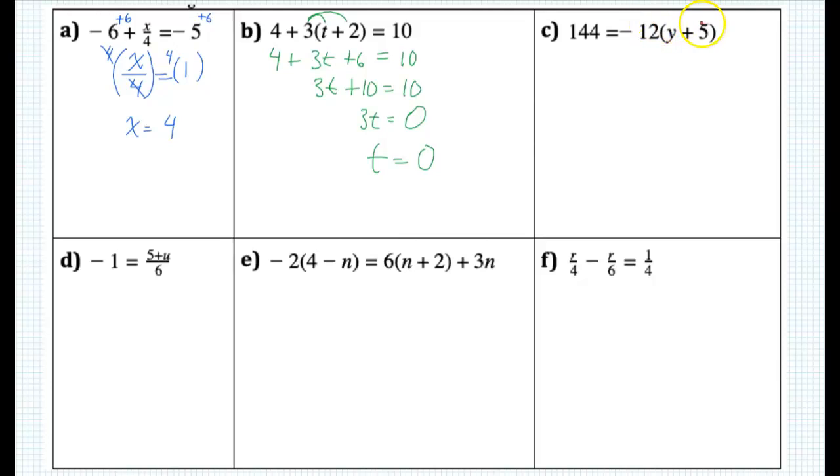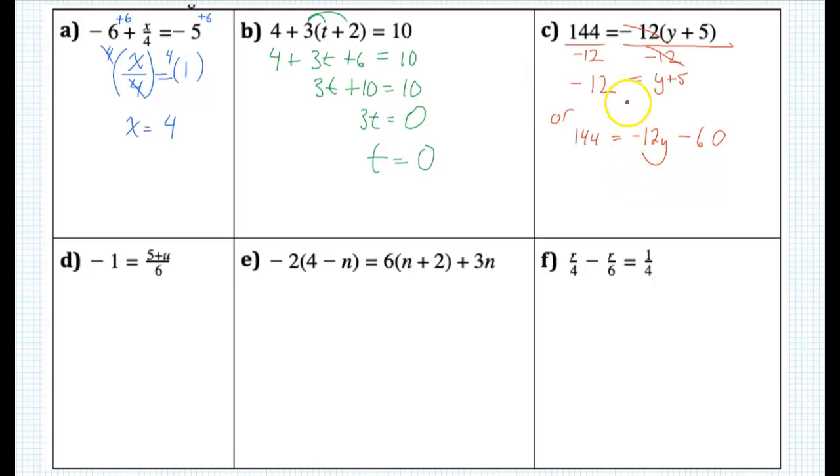All righty, let's take a look at the next one here, distributive property. I can do the distributive property, or I can choose to divide both sides by -12 first, just to undo that multiplication, right? In that case, I would have y plus 5 is equal to, and this is just going to be -12. Or an alternative method would be I go ahead and do distributive property. So I'd have 144 equals -12y, because I'm doing distributive property, minus 60, okay?